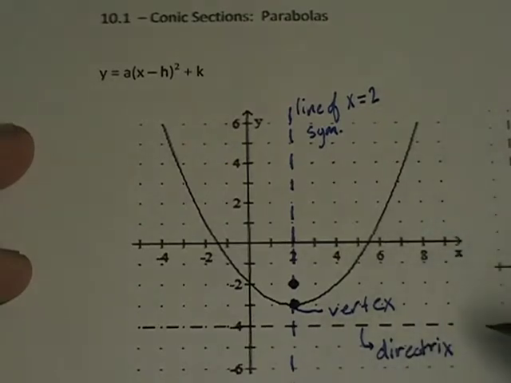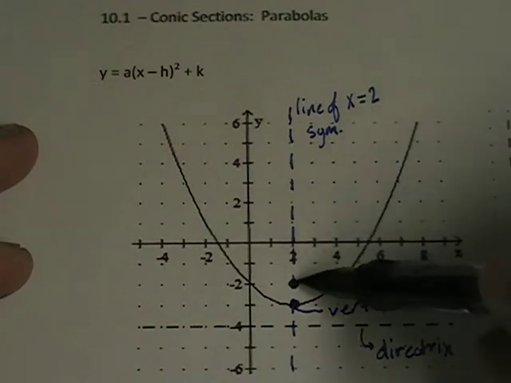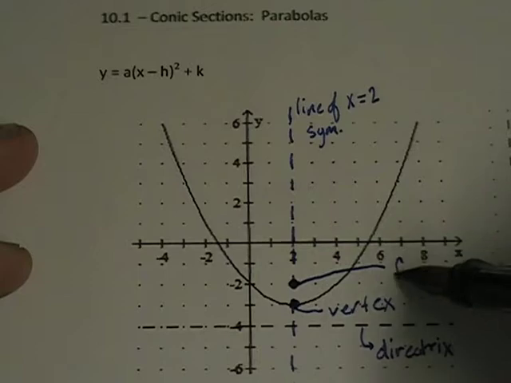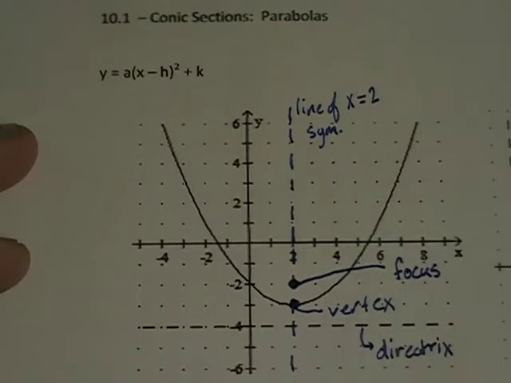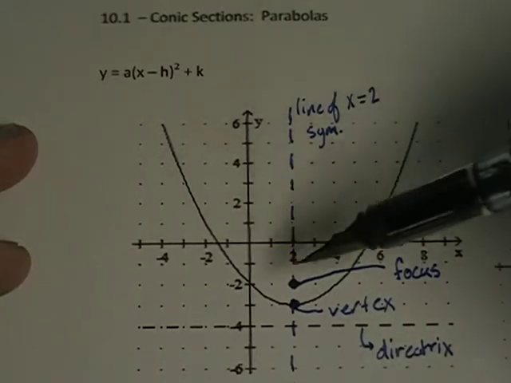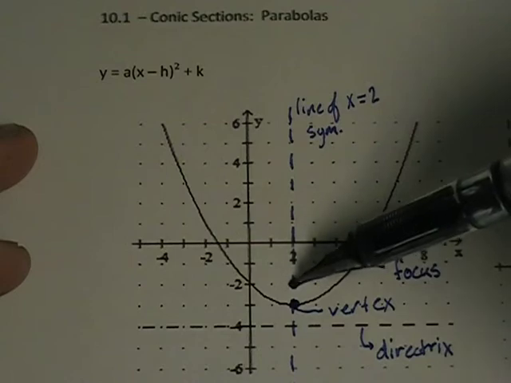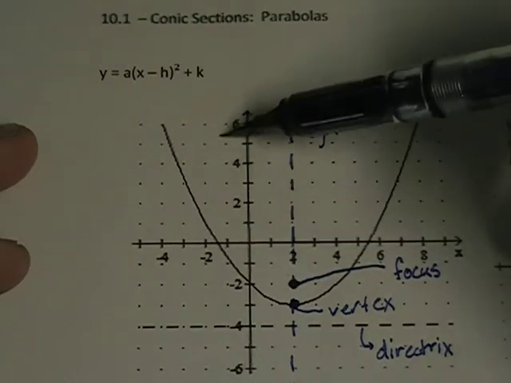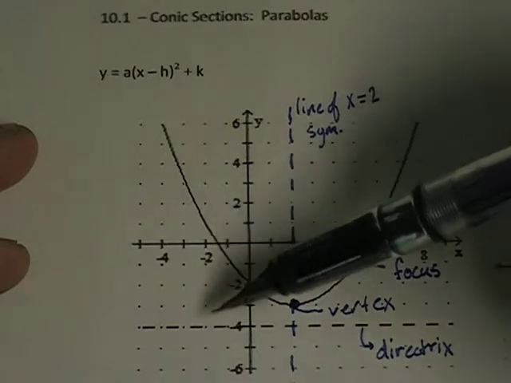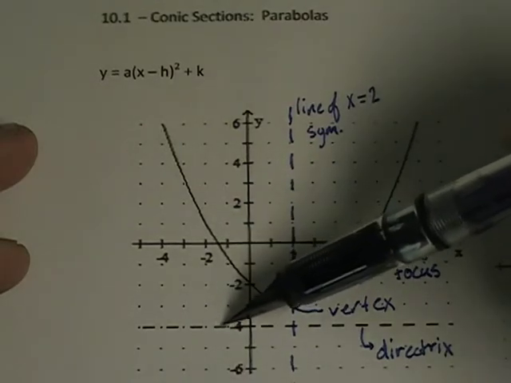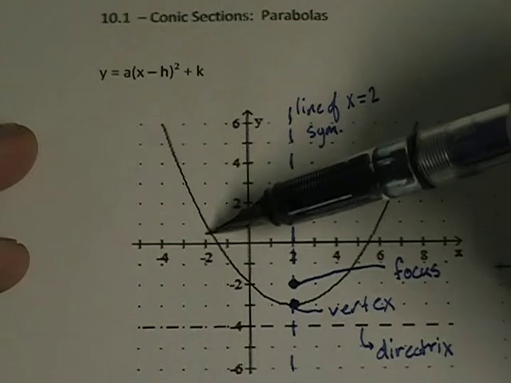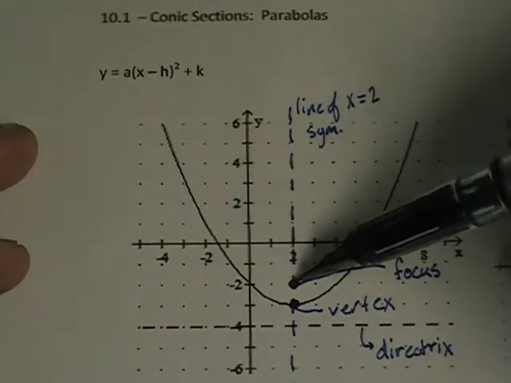Now, this horizontal line down here is called the directrix. Okay? And the directrix is always perpendicular to the line of symmetry. And then this point that's inside the parabola, this point right here, is called the focus. And the focus is a very important point in a parabola. Any ray that comes into this parabola perpendicular to the directrix will bounce off the parabola and go to the focus.